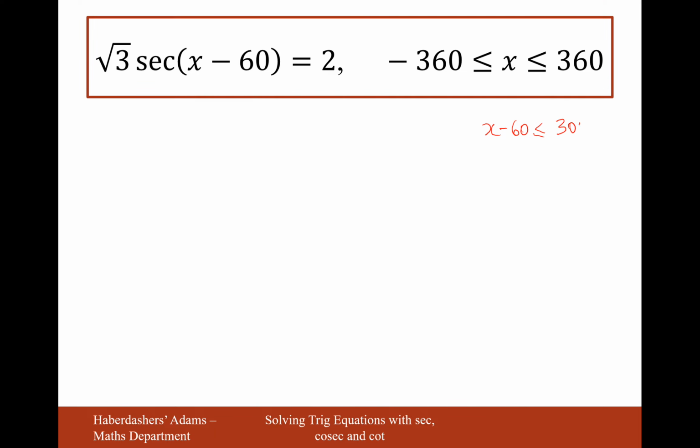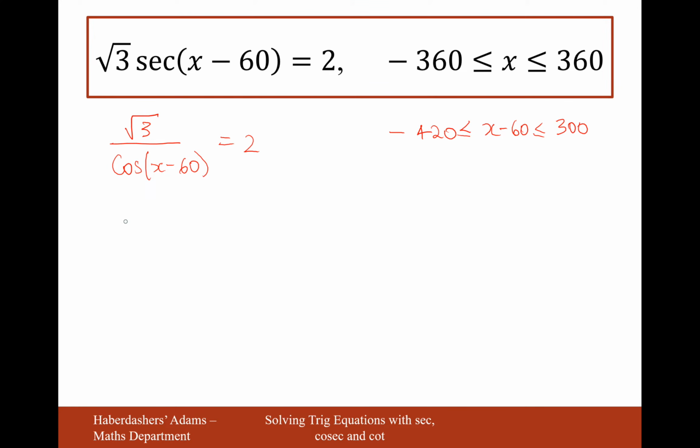So it's going to be from 300, so I have to take away 60 on all sides, down to minus 420. The next thing I'll do is start rearranging this. So root 3 sec (x minus 60) will turn into root 3 over cos (x minus 60) equals 2. Sec is 1 over cos, and it's root 3 times 1 over cos, so the root 3 will stay on the top. It won't join the cos on the bottom. That would be a typical student mistake there.